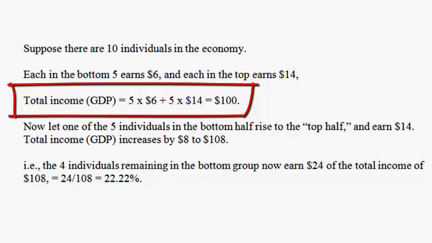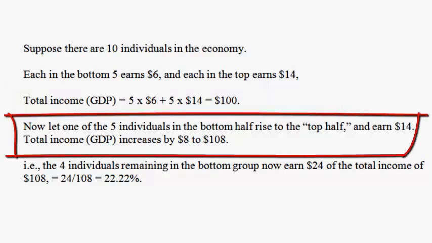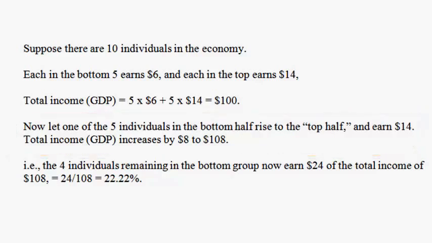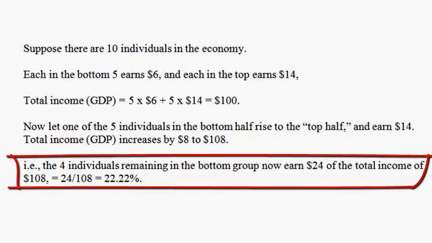In my example, I said, let one of the 5 poor individuals rise into the top half and earn $14. Because instead of earning $6, she would earn $14, her income is going to increase by $8. So the GDP will increase by $8 to $108. And now we can calculate the bottom 40%, or those 4 who are left in the bottom group. They are going to earn 4 times 6, which is $24, and the top group is going to earn the rest of the income. So I have $24 over the total of 108. So the bottom 40% earns 22% of the income.